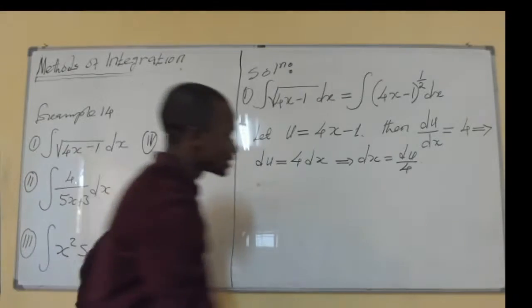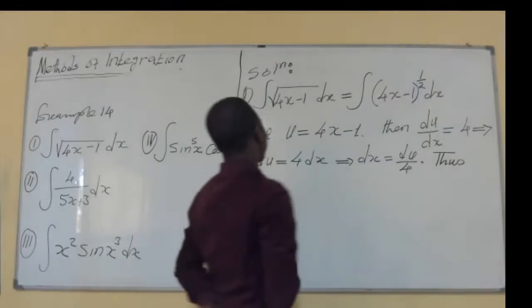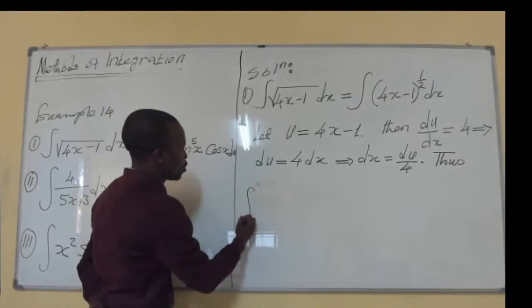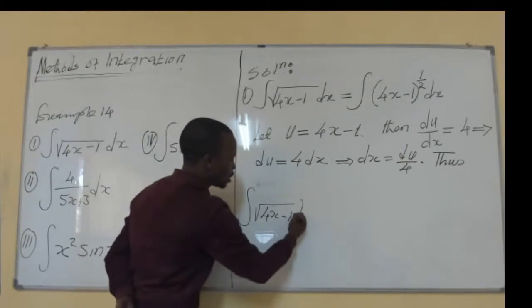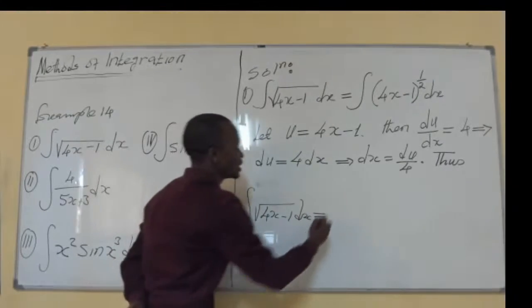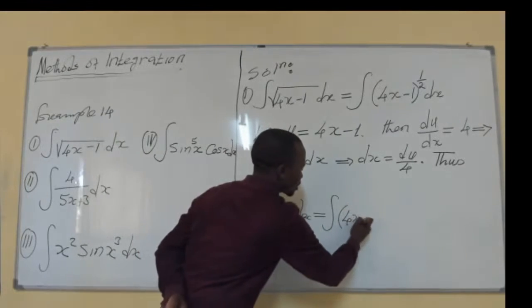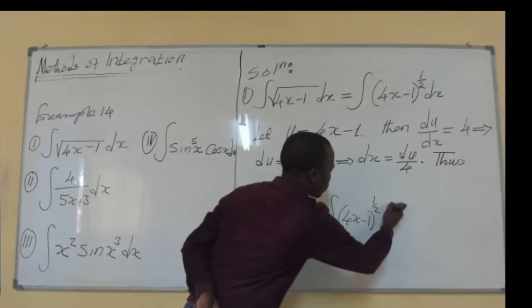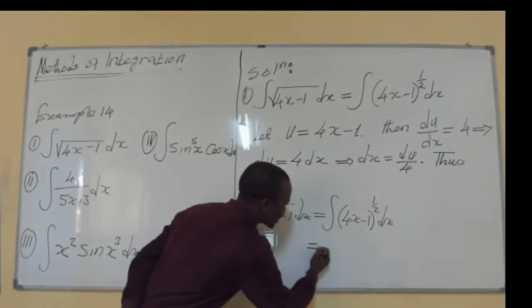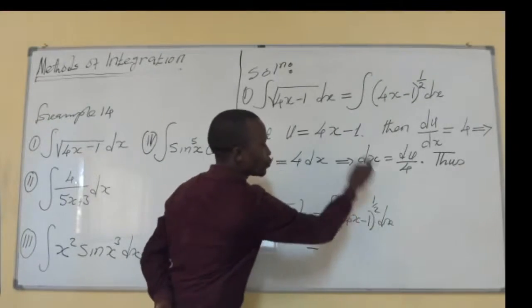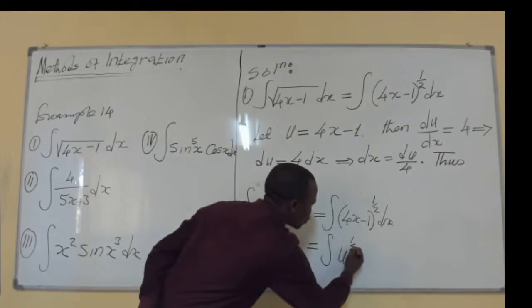Okay. Hence, when you do this, you say, okay, thus, after you have done this, the integral of the square root of 4x minus 1 with respect to x, which is the same as the integral of (4x minus 1) to the power half with respect to x. Now, where there is 4x minus 1, we substitute u. So we are going to have the integral of u to the power 1 over 2.